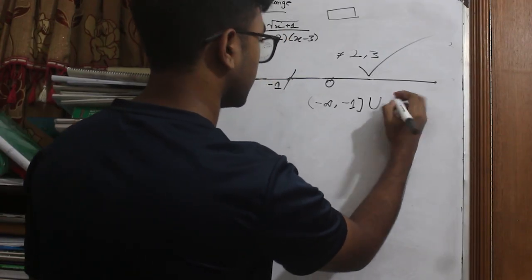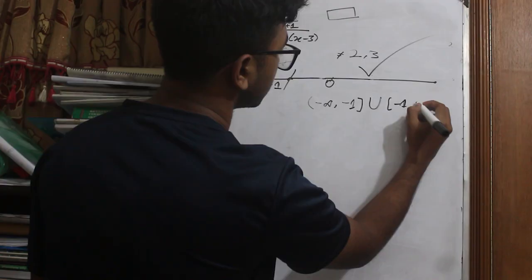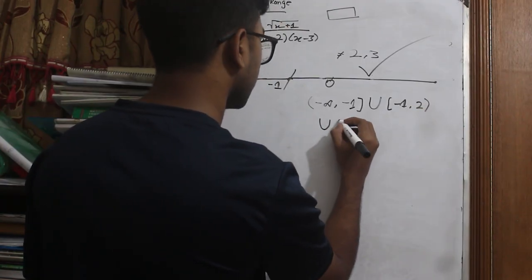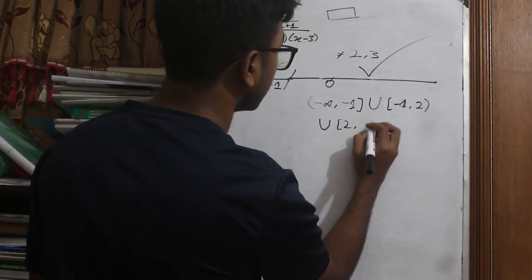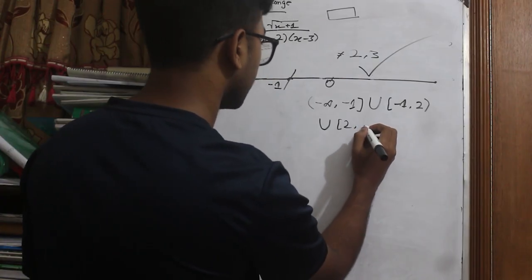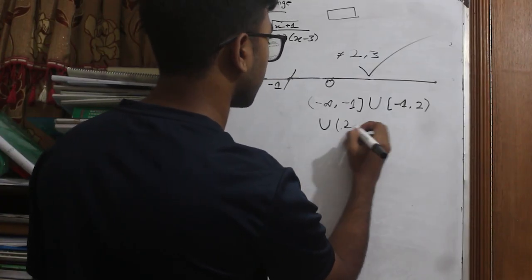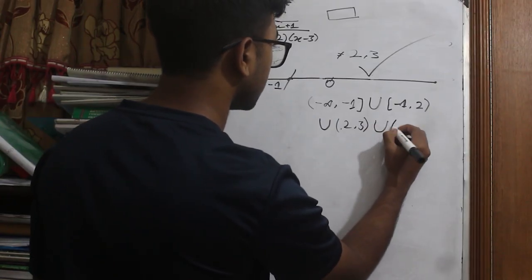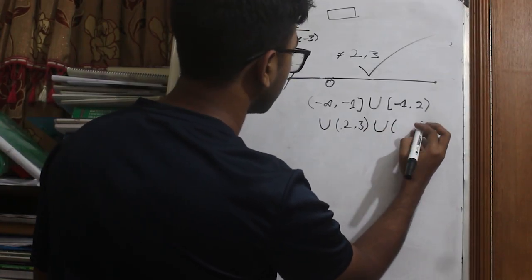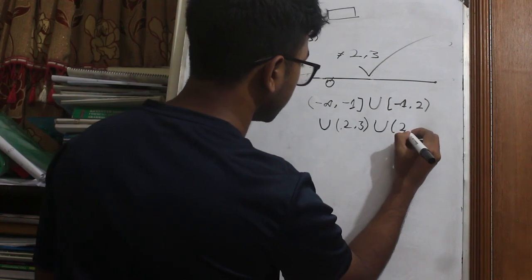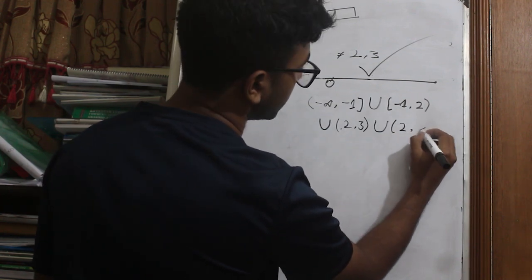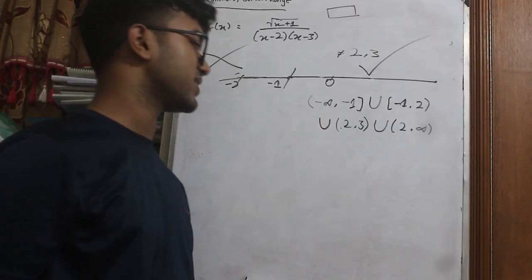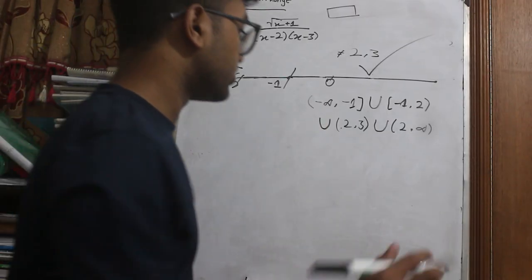Union minus 1 to 2, union 2 to 3, union 2 to infinity. Yes, this is the correct answer. Yeah, I know it looks very complicated, but trust me, it's really easy.